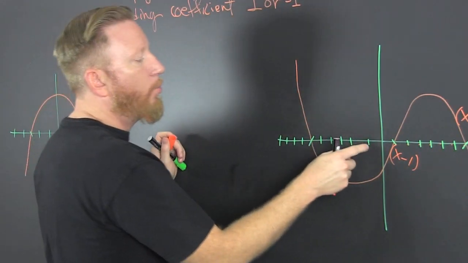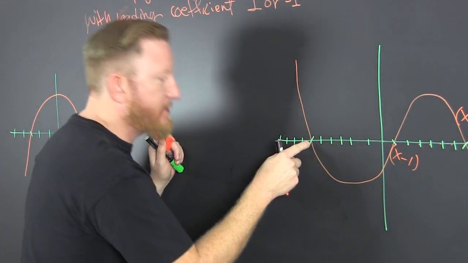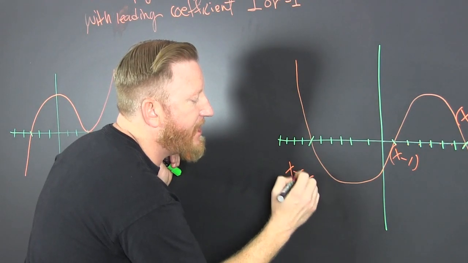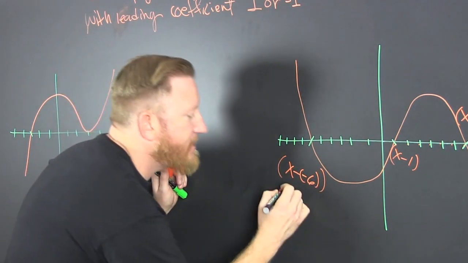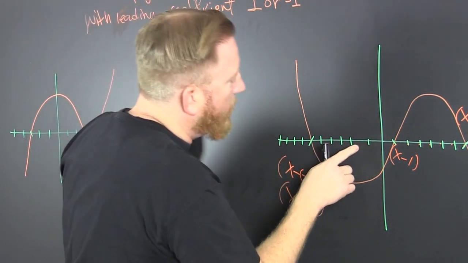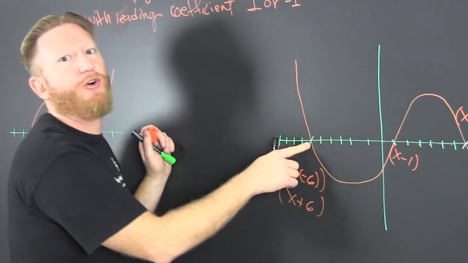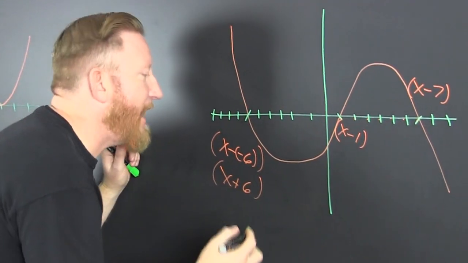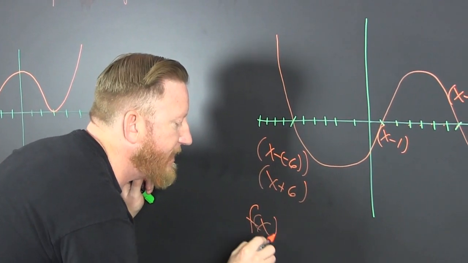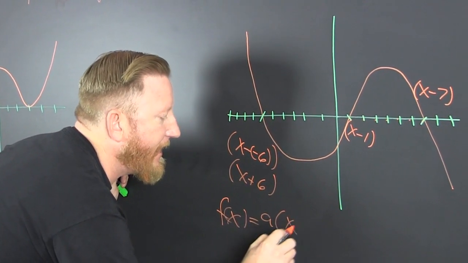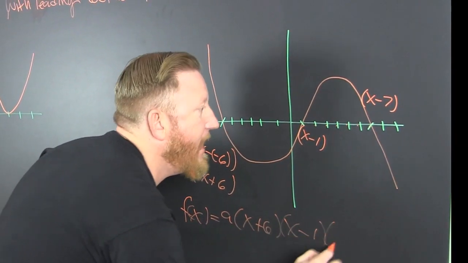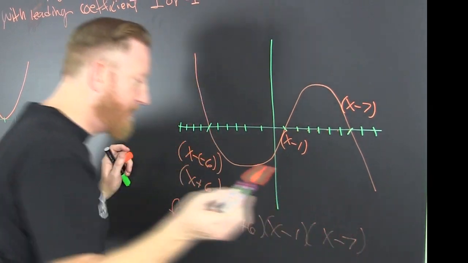Now, 1, 2, 3, 4, 5, 6. A negative 6. So x minus a minus 6 is a factor. That says that x plus 6 is a factor. Let's check. 1, 2, 3, 4, 5, 6. Sure is. That says f of x is going to be some a, then x plus 6, and x minus 1, and x minus 7. Very nice.